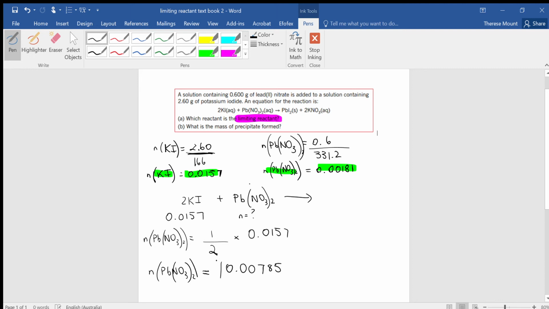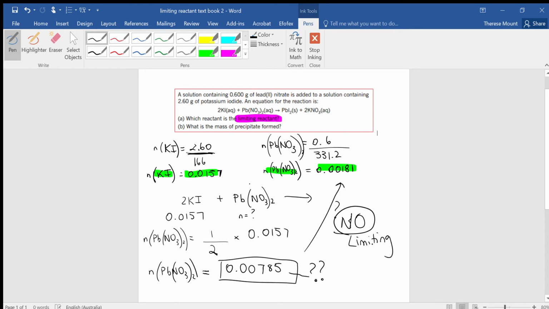All right, do I have that in this experiment? Do I have enough? Do I have that amount of lead nitrate? Look at this number. Look at that number. Do I have that much? No. So if you answer no to that question, that's telling you that the lead nitrate is the limiting reactant. All of that is going to be used up before all of that is. This is going to be left in excess. All of this is going to be used up.